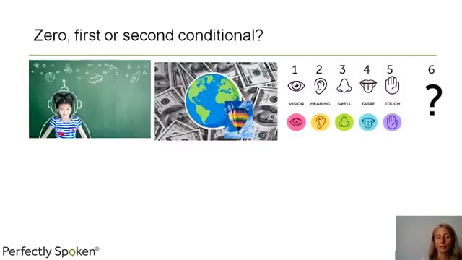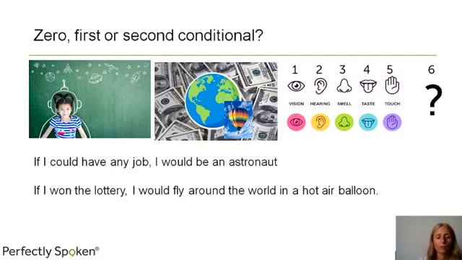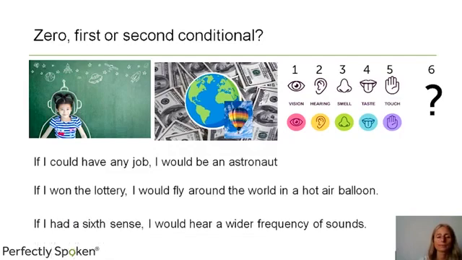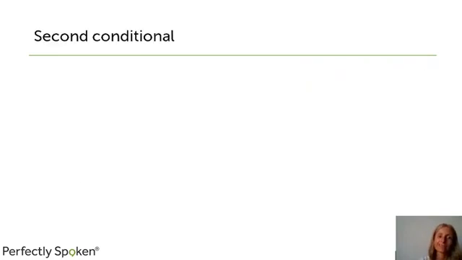Okay, and finally, which conditional? Zero, first, or second conditional? If I could have any job, I would be an astronaut. If I won the lottery, I would fly around the world in a hot air balloon. If I had a sixth sense, I would hear a wider frequency of sounds. Okay, zero, first or second conditional? That's easy. They are the second conditional, of course, the one remaining.